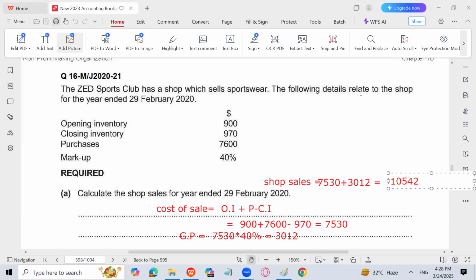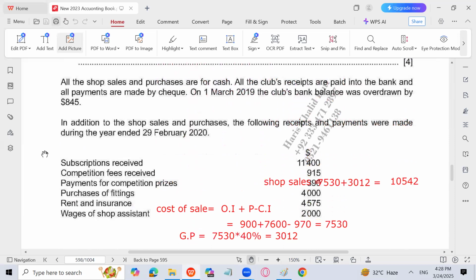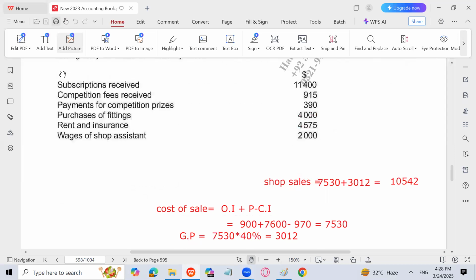Now let's move forward. What is the next part of the question? That is quite easy because we have already done that. All the shop sales and purchases are for cash. All the club receipts and payments are paid into the bank, and all payments are made by cheque. On 1st March, the club bank balance was overdrawn by 845. There was an overdrawn balance of the club of 845.